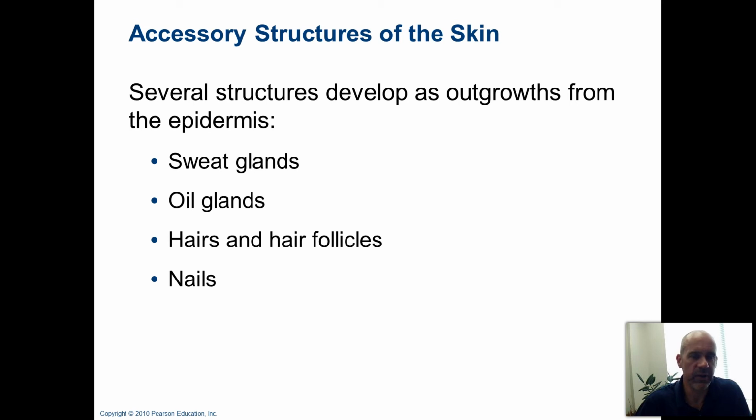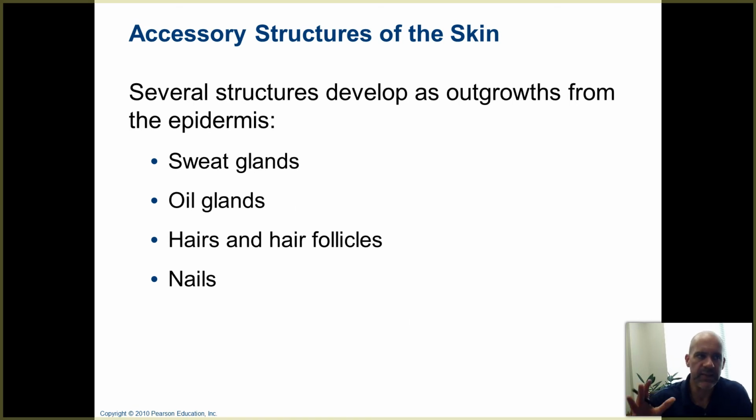Four types, though, are actually outgrowths from the epidermis. That means that the source of the cells that make up these structures actually come from the epidermis. So there are cells in the epidermis that can divide and change and create these particular skin structures, believe it or not, which is a good thing, because let's say you have an injury of some type and some of these structures get damaged or destroyed.